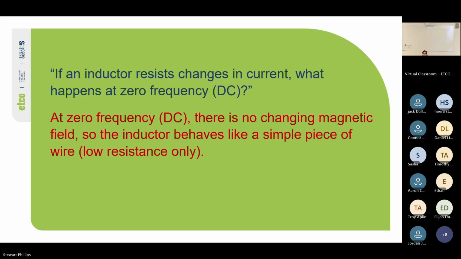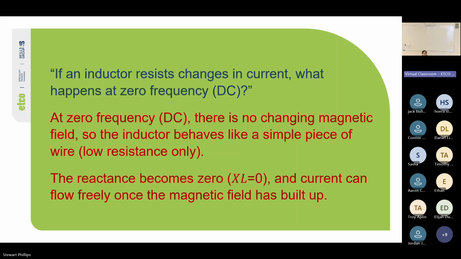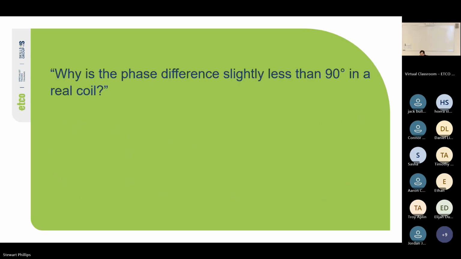At zero frequency or DC, there's no changing magnetic field. So the inductor behaves like a simple piece of wire with low resistance only. The reactance becomes zero, so XL equals zero, and current can flow freely once the magnetic field has already built up. So if we've got no frequency, we've got no changing current, the inductor just behaves like a resistor. Cool.